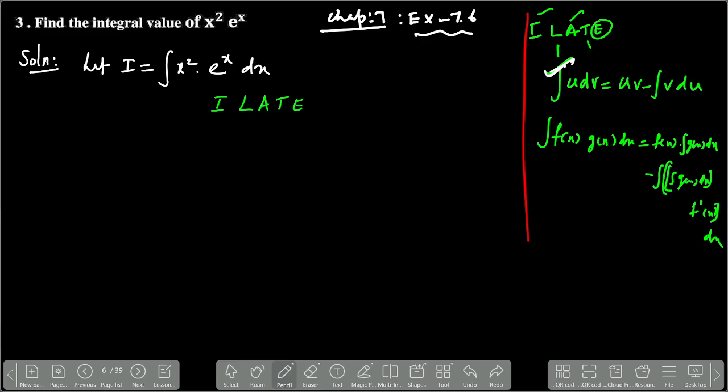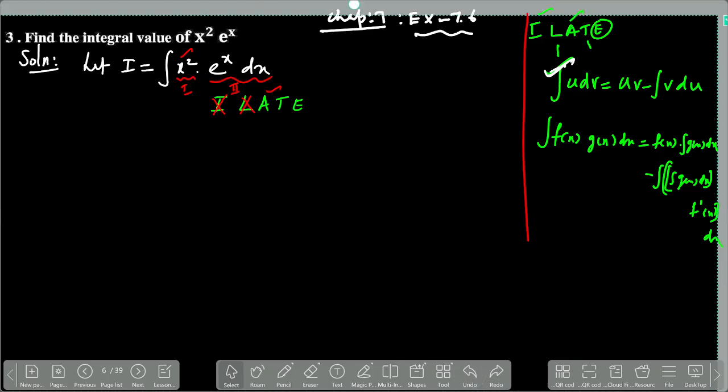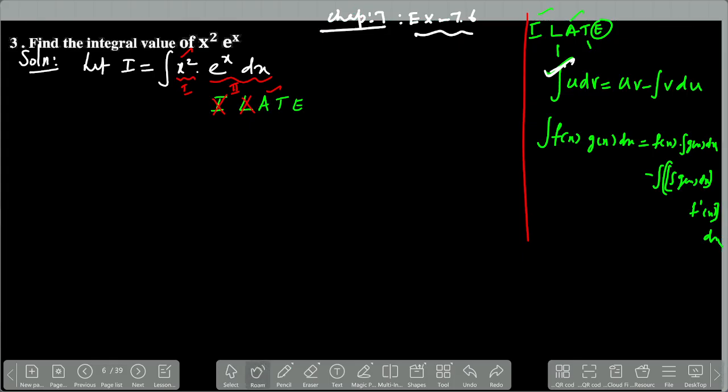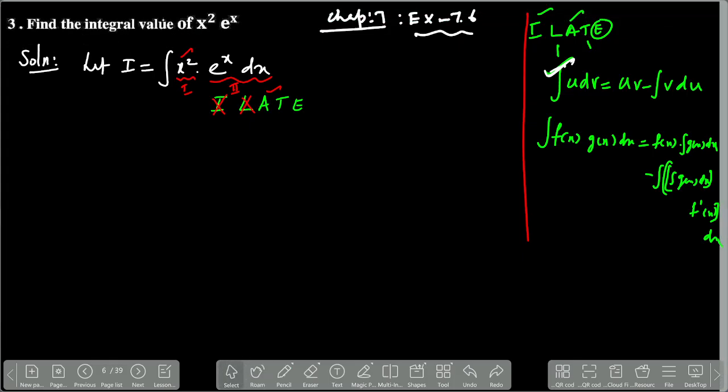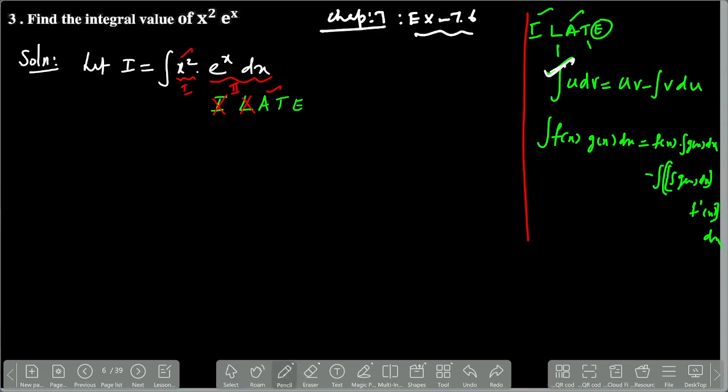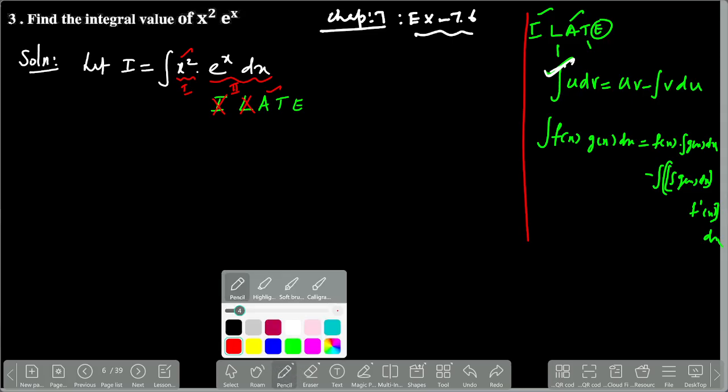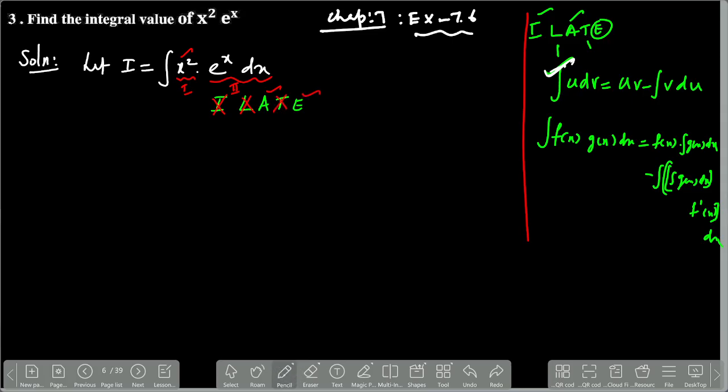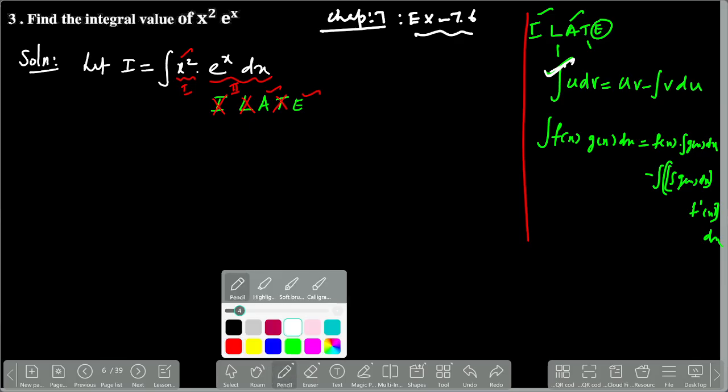What is ILATE? Compare the first function. There is no inverse function. There is no logarithmic function. And then an algebraic function exists. This is the first function. The remaining is the second function. There is no trigonometric function. Only the exponential function. Correct? So this is contained. Now you take the values here.